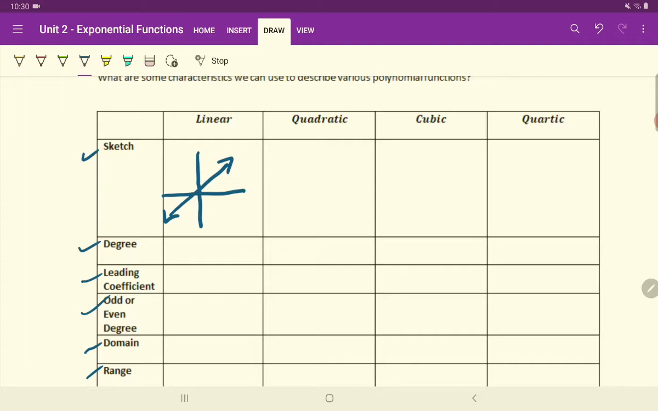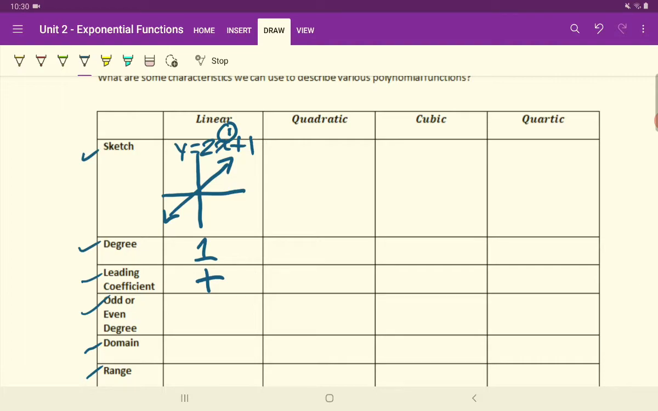The degree. So the degree of a linear sketch. Let's give an example of y equals, let's say, 2x plus 1. Let's just use an equation as an example there. So the degree would be 1, right? The highest degree, the highest exponent is a 1. The leading coefficient, so what sign is in front of the term with the highest degree? It's positive, but it could be negative. It could be a line that is going down from left to right.